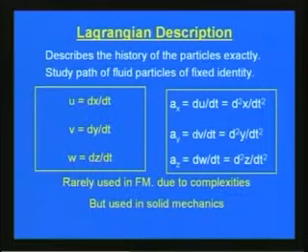In this approach, the velocity in the x, y, z directions, u can be expressed as dx by dt, v as dy by dt, and w as dz by dt. Similarly, the acceleration in the x direction is equal to du by dt, which is equal to d square x by dt square, and similarly in the y and z directions. In these expressions, what we analyze is mainly what is happening with respect to time.